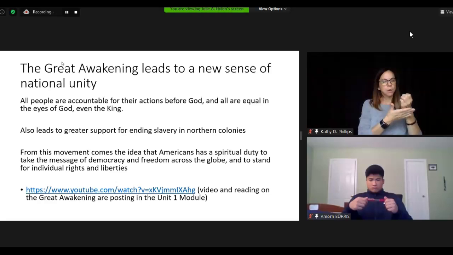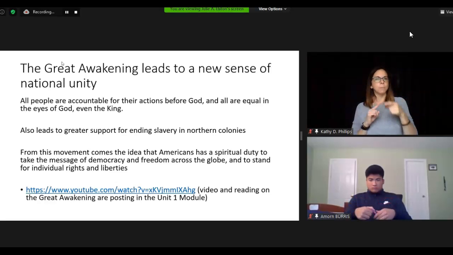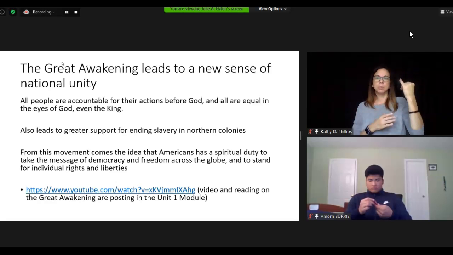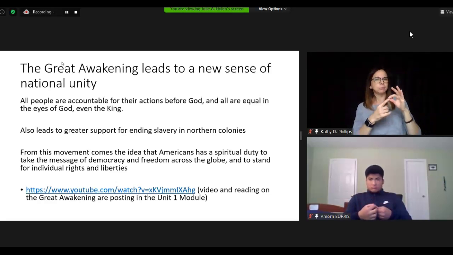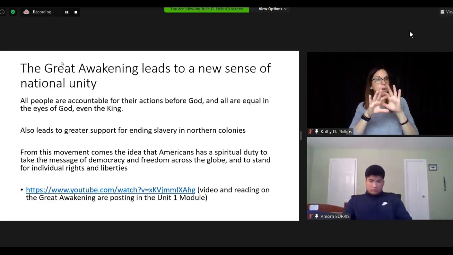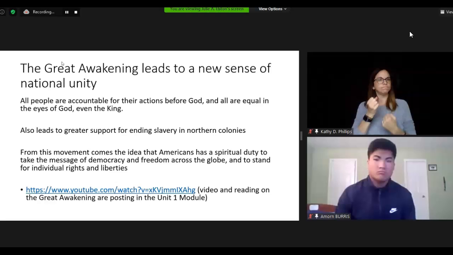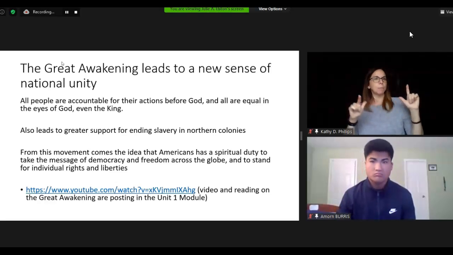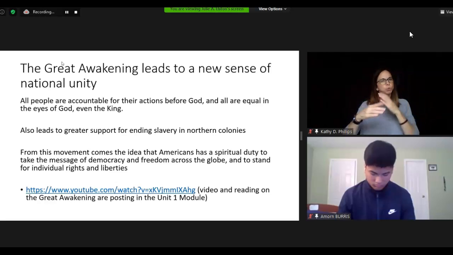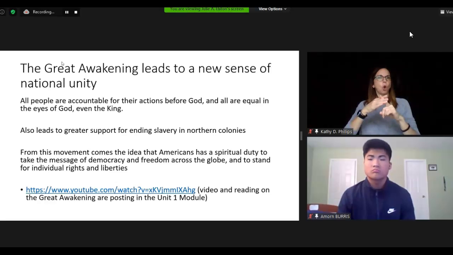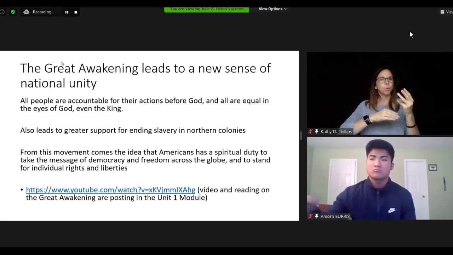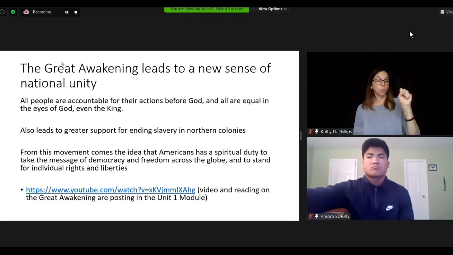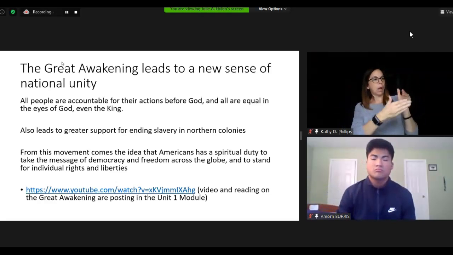So we get this sense from this movement that America has a special duty or a spiritual duty to take this message of democracy, where people are involved in their government, and of freedom across the globe, and begin to stand for individual rights and liberties against a monarch, against a government that is violating those rights. These ideas lay a foundation for the next few decades when the colonists begin to take a stand against Great Britain and ask for their own independence.